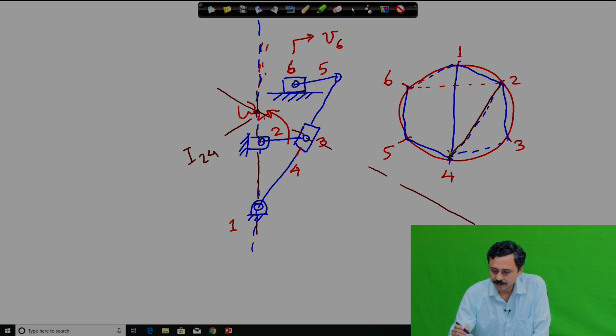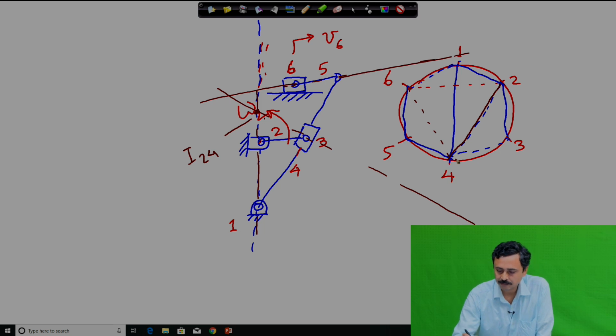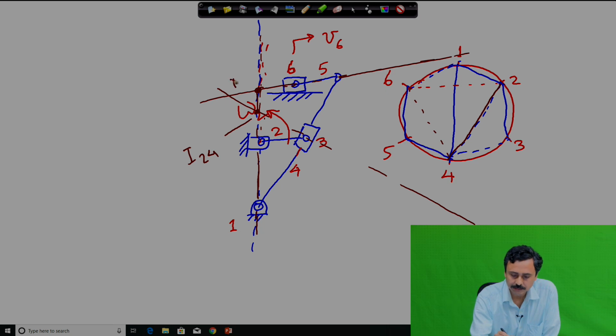And I also need 4 6, which has two paths, 6 5. So, 5 6 is this one and 5 4 is this one. So, it will be on this line, and it will also be on 1 6 and 1 4. 1 6 is at infinity and 1 4 is here. So, this is I 4 6.